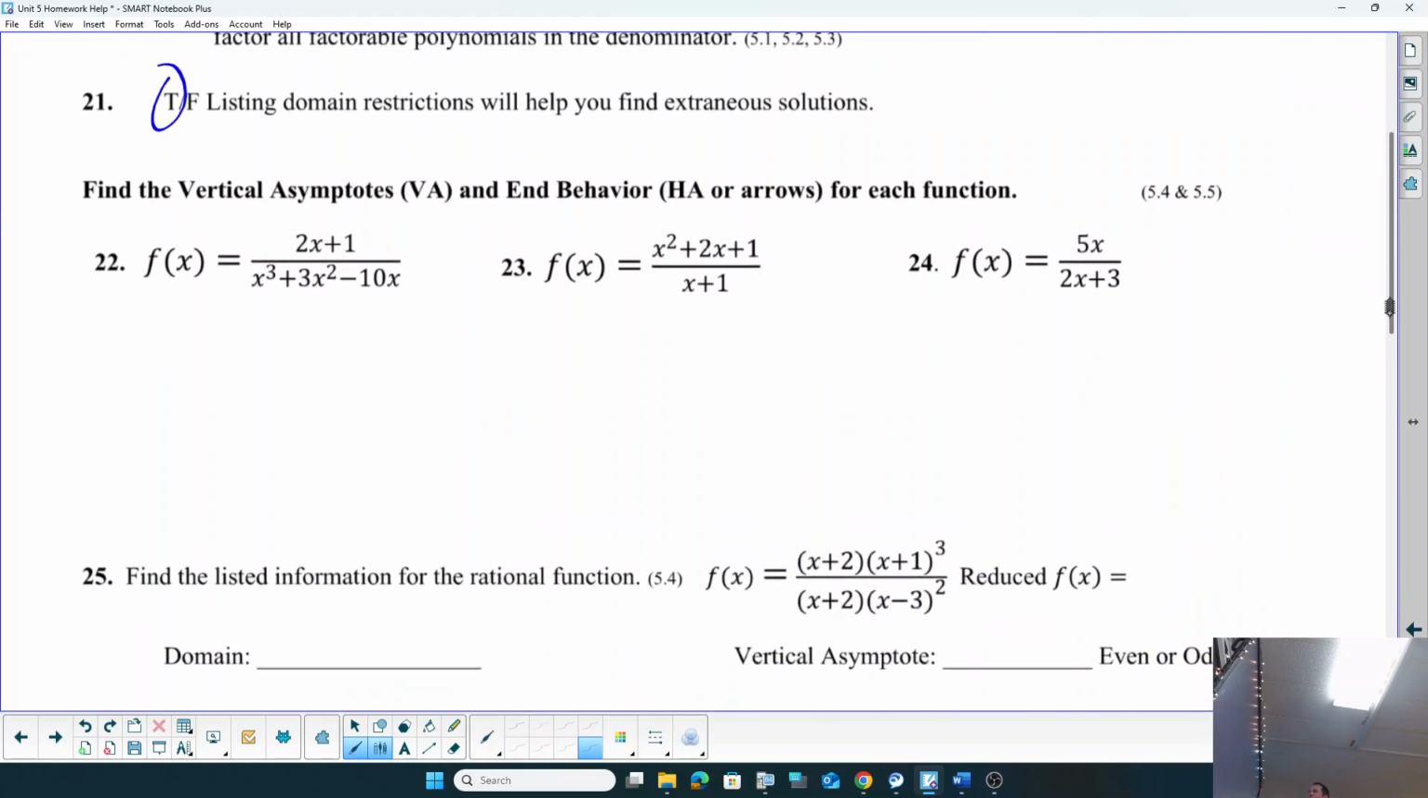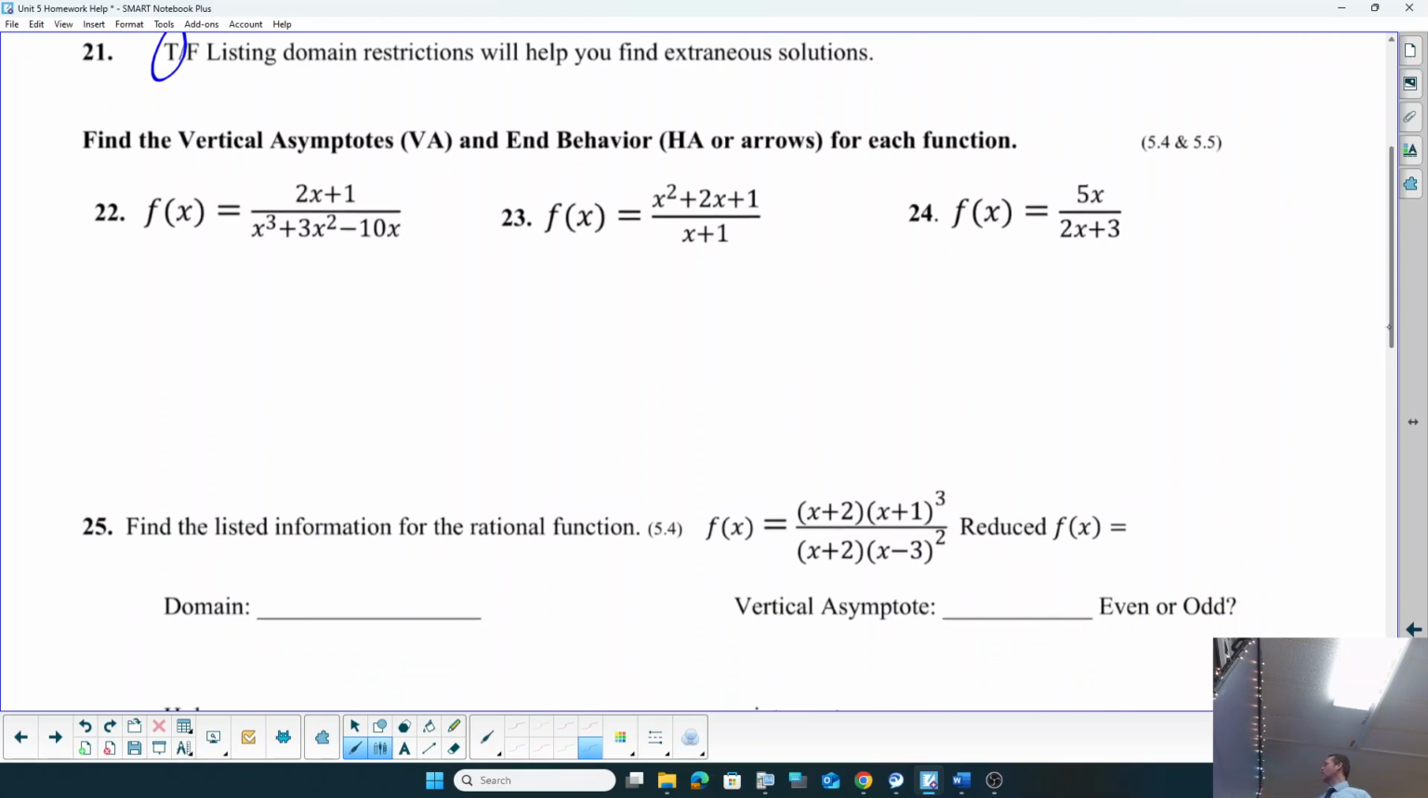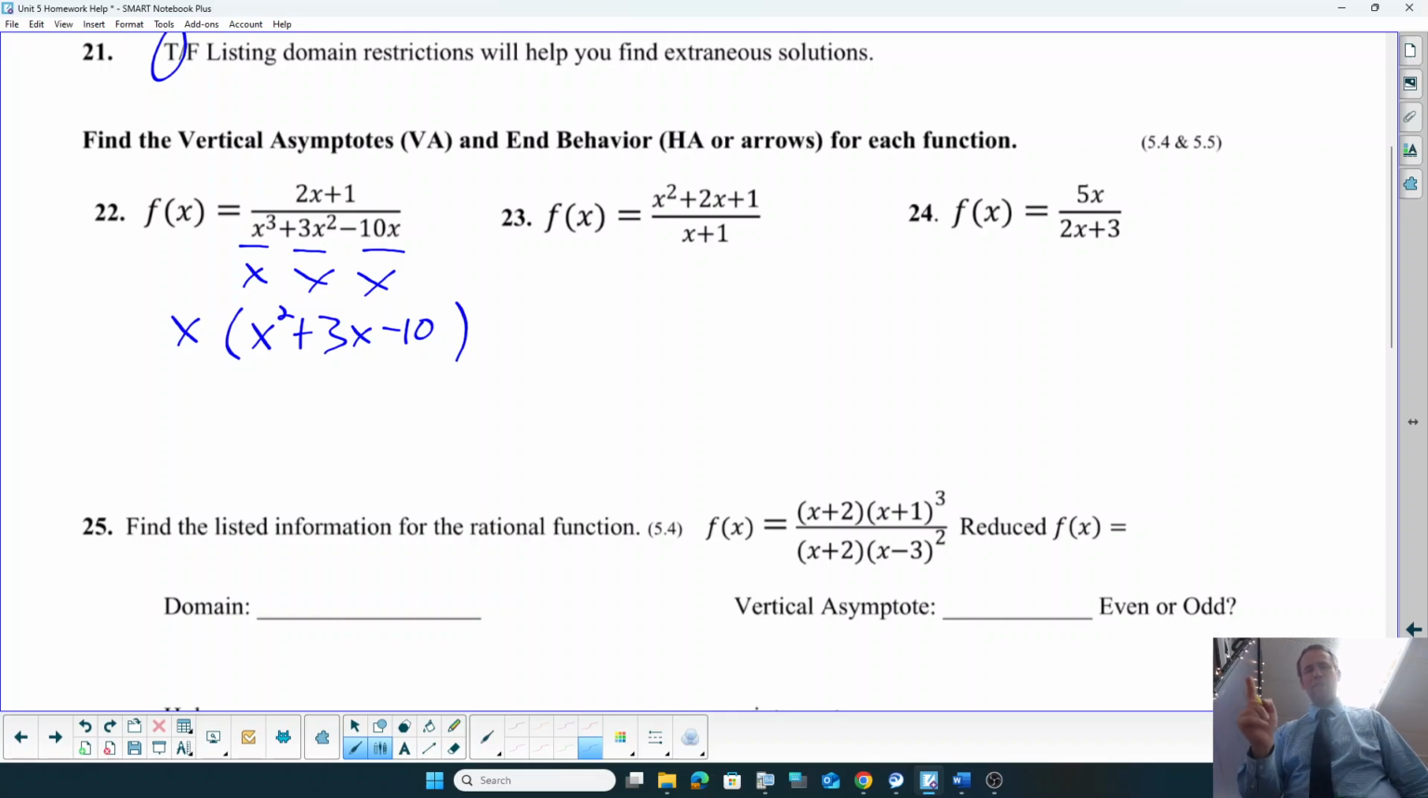So how do we find the vertical asymptotes and the horizontal asymptotes? Well, you factor the bottom first. So pull out an x. We're left with x squared plus 3x minus 10. So we just pulled out a GCF, and now you can factor the rest. 2 times 5 is 10. Sign of the middle term goes with the bigger number. Good. Don't forget the x.